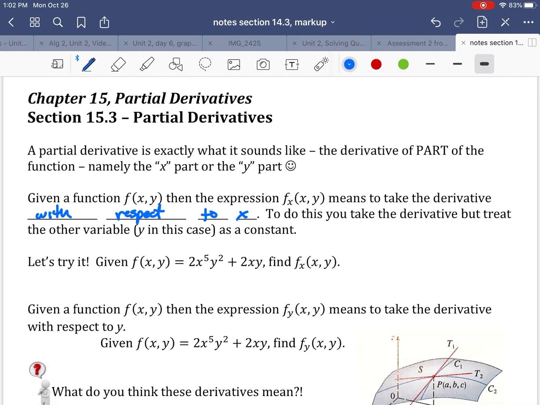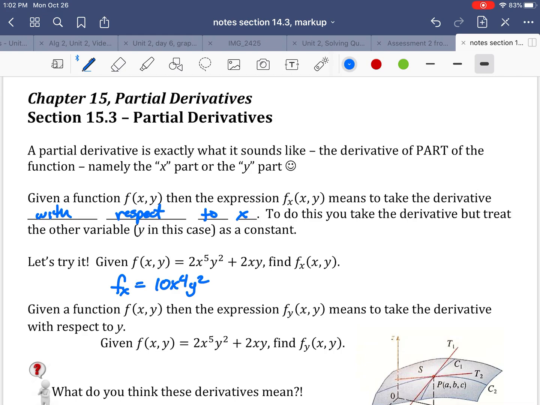So when I look at this first piece right here, I will be taking the derivative with respect to x. On this part, I'll be doing 10x to the fourth, and then the y squared is just going to hang on. And over here, I'll be doing the derivative of 2x, which is 2, and I'll just leave the y on there. So I would write f sub x, and that would be 10x to the fourth, and then leave the y squared alone.